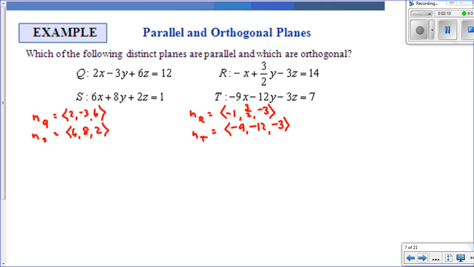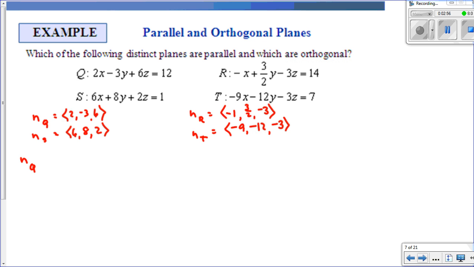So if the normal vectors are parallel, then the planes are parallel. If the normal vectors are orthogonal, then the planes are orthogonal. So first look at NQ. If you tried to see if NQ and NS were parallel, that would mean that NS would have to be a multiple of NQ. If you multiplied NQ by 3, you would get the 6 in the first component, but multiplying the -3 times 3 would give you -9, and that means that NQ and NS are not parallel to each other. So they're not parallel.